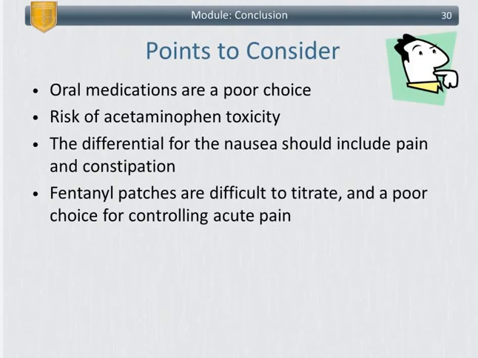So let's look at this. You guys, I think, got it. Oral medications are generally not a good choice in an acute setting like this. The risk of acetaminophen toxicity we talked about. The nausea, the differential should include that pain can cause it and constipation can cause it. So think about both of those. Fentanyl patches are very hard to titrate, so not to be used for controlling acute pain. That doesn't mean you have to stop what he's on, but managing in the acute setting by adding, you're not going to add patches.